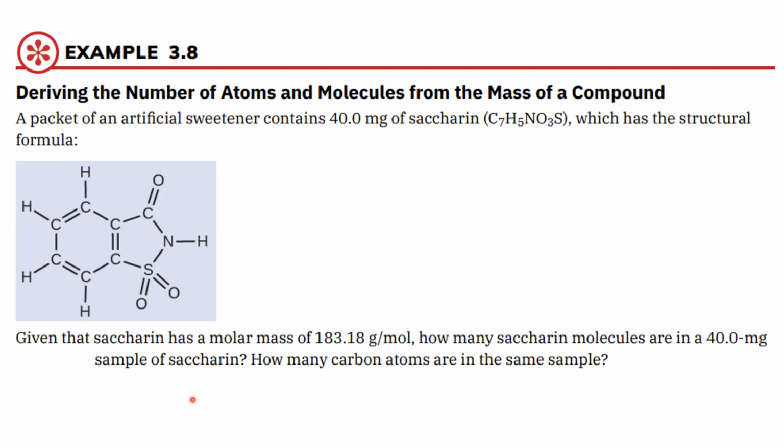In this case, we're dealing with a molecule, so Avogadro's number is going to be related to the number of molecules. We're told that a packet of artificial sweetener contains 40 milligrams of saccharin. We've got the formula and the structure shown here. Given that saccharin has a molar mass of 183.18 grams per mole, we don't have to add up this formula to get that value. It's given in the question. We want to figure out how many saccharin molecules are in that 40.0 milligram sample, and then specifically how many carbon atoms are in that sample.